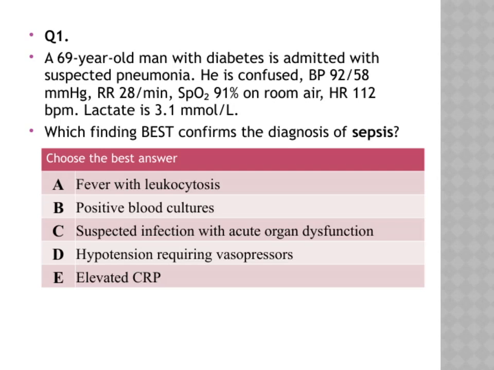All right, let's look at this case carefully. We have a 69-year-old man with diabetes who's been admitted with suspected pneumonia. He's showing some concerning signs: confusion, low blood pressure at 92/58, a fast respiratory rate of 28 breaths per minute, and an oxygen saturation of 91% on room air. His heart rate is elevated at 112 beats per minute, and his lactate level is 3.1 mmol per liter.